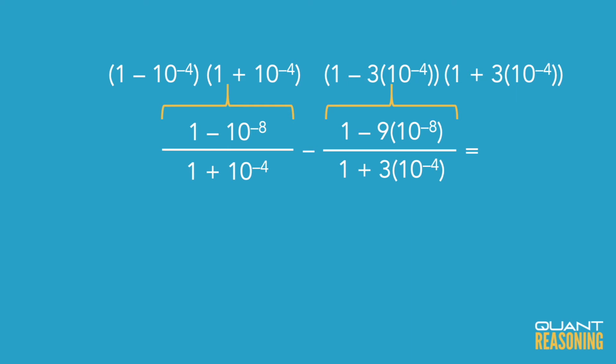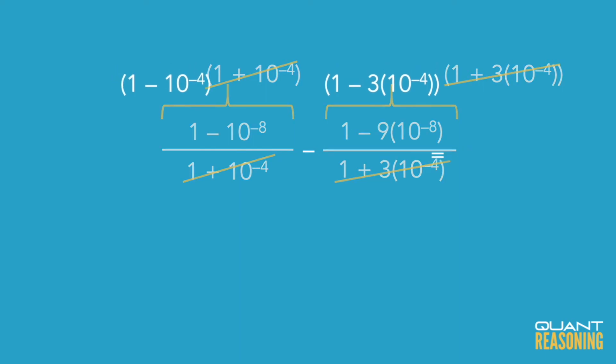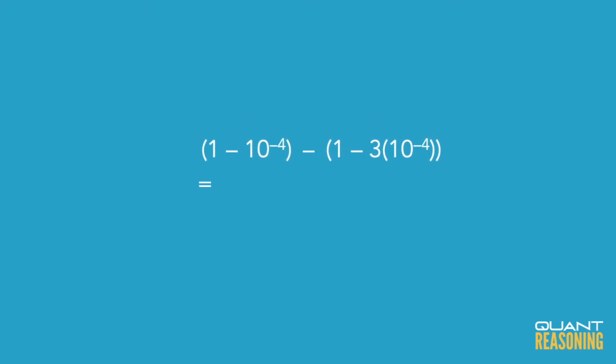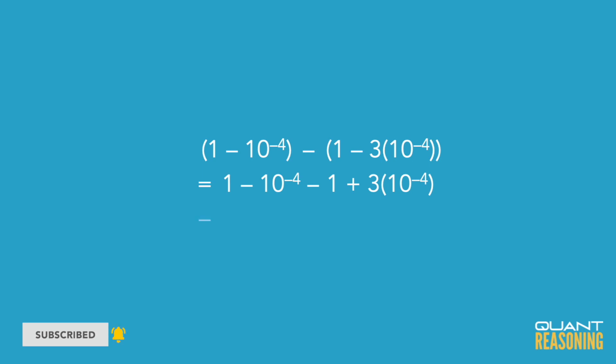And the reason we were motivated to do all of that is that now we can reduce the denominators with their respective numerators. What we'll end up with for the first term is 1 minus 10 to the power of negative 4, and in the second term we'll have 1 minus 3 times 10 to the power of negative 4. Now remembering that minus minus turns into plus, at the end of the day we just have negative 10 to the negative 4 plus 3 times 10 to the negative 4, which is 2 times 10 to the negative 4, and that's the correct answer.